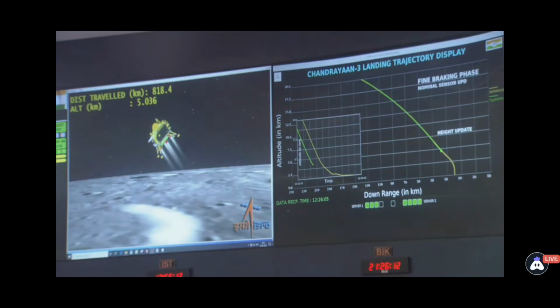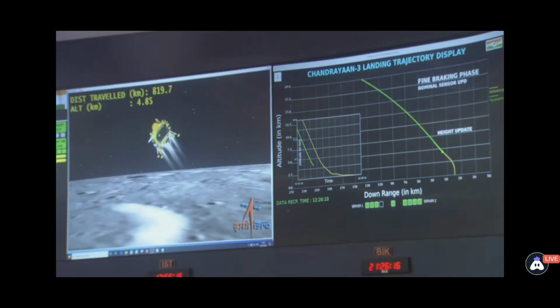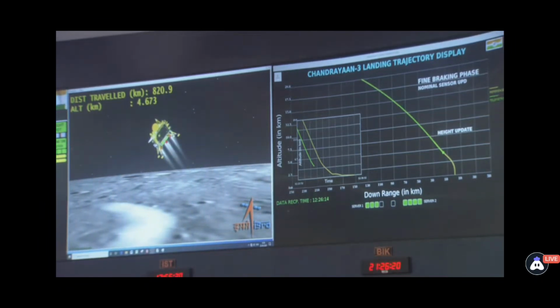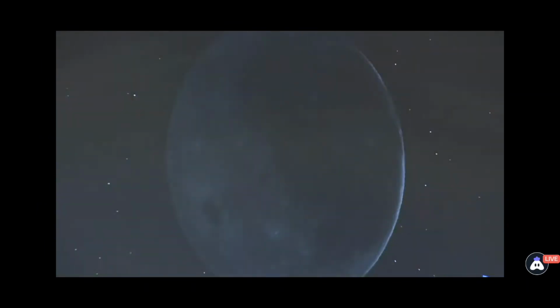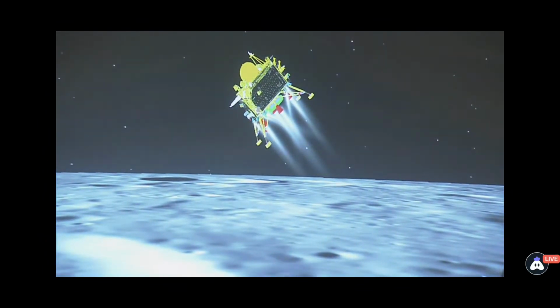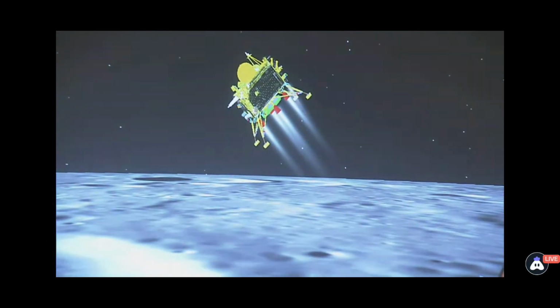We can hear from the mission operations team that the sensors are performing nominally, and we are currently in the midst of the fine braking phase, which is going to continue for 3 minutes, and the altitude is going to be reduced to nearly 800 meters at the end of this phase.